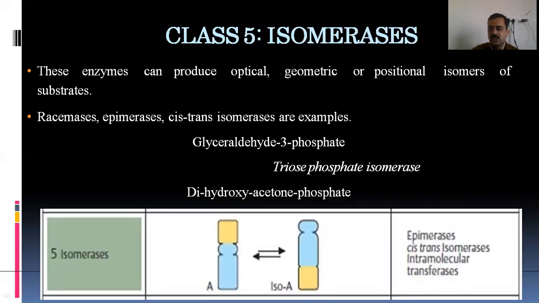Next, isomerases. These enzymes can produce optical, geometric or positional isomers of the substrate. Racemases, epimerases and cis-trans isomerases are examples of this class. Glyceraldehyde 3-phosphate gets converted into dihydroxyacetone phosphate with the help of the enzyme triose phosphate isomerase. Other examples are epimerases, cis-trans isomerases and intramolecular transferases.